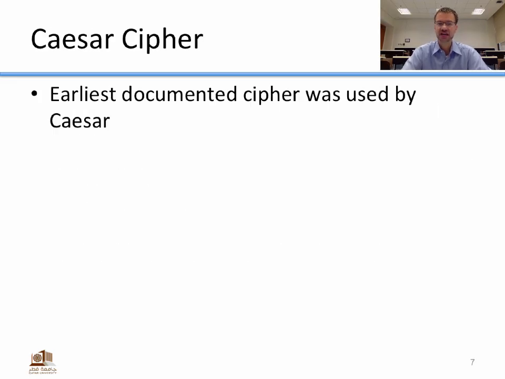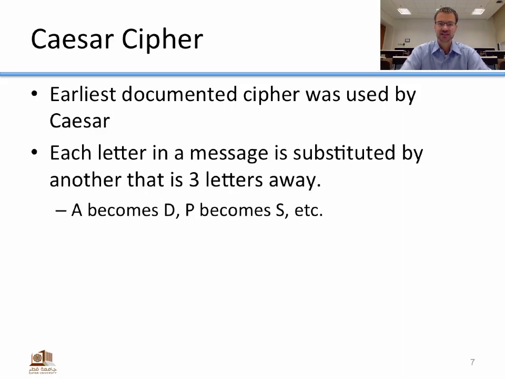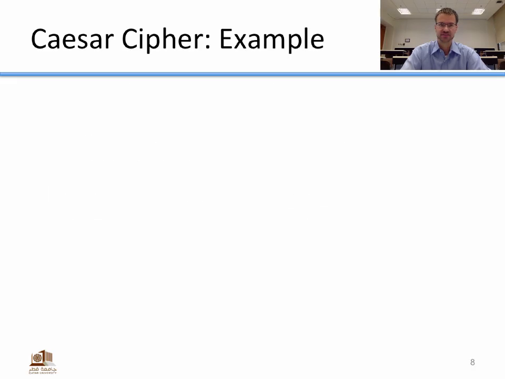One of the earliest documented ciphers was used by Caesar, and for that reason we call it the Caesar cipher. His cipher was pretty simple. Each letter in a message was substituted by another letter that was 3 letters away. So for example, if I write out my message, then I might go through and every A in the message would become a D because I'm just substituting 3 letters away. Every P might become an S, and so on. So it's a simple concept. But at the time he was using it, surprisingly, people weren't able to decipher it very easily.